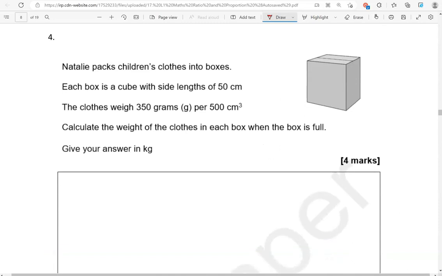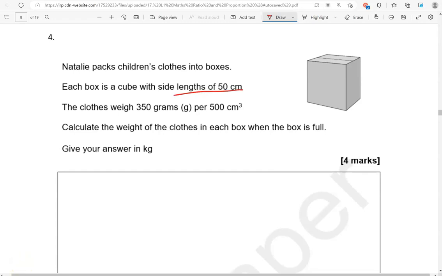Natalie packs children's clothes into boxes. Each box is a cube with side lengths 50 centimeters. The clothes weigh 350 grams per 500 cubic centimeters. Calculate the weight of the clothes in each box when the box is full. Give your answer in kilograms.